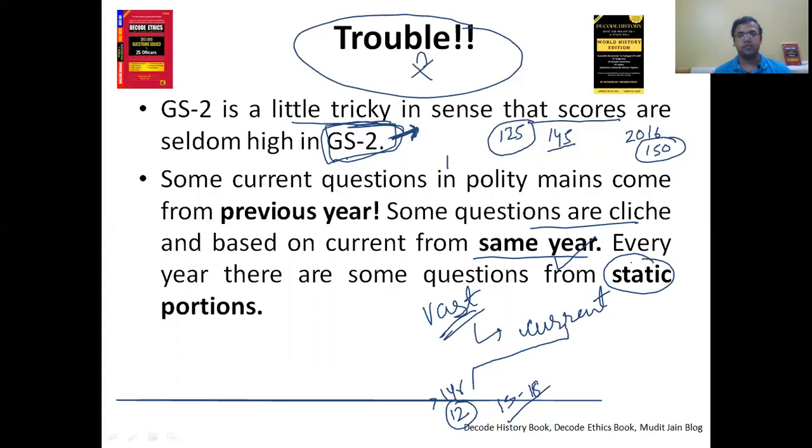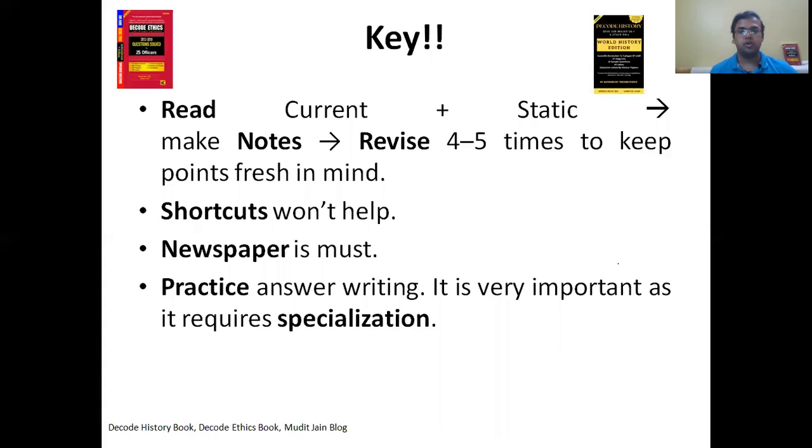So it is a very varied subject in itself and it is very difficult to score. So that is a trouble, huge trouble. But then every lock has a key. So Polity GS2 answer writing is no different. What are the keys to success in GS2 answer writing?